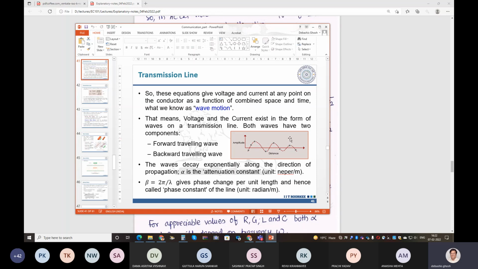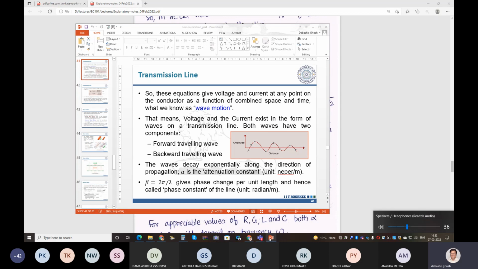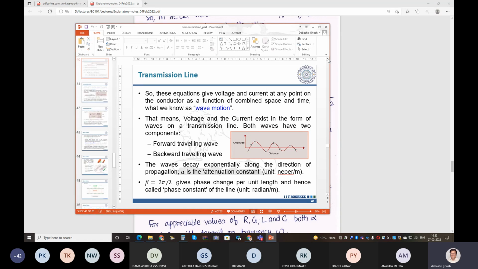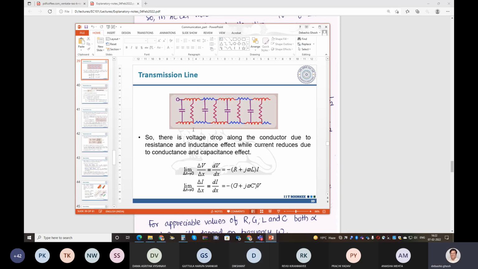Excuse me, sir. How can R and G be simultaneously 0? Why? G has nothing to do with it. I'll show you. G is not the same one, no? G is in the parallel part. Yes, you can see here. This is my G. This is my R.